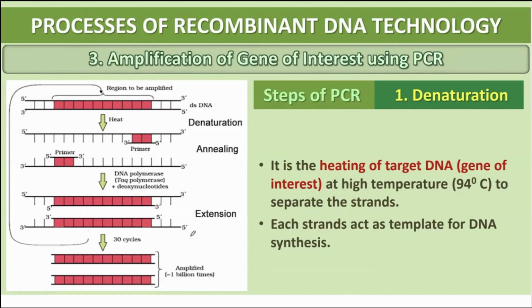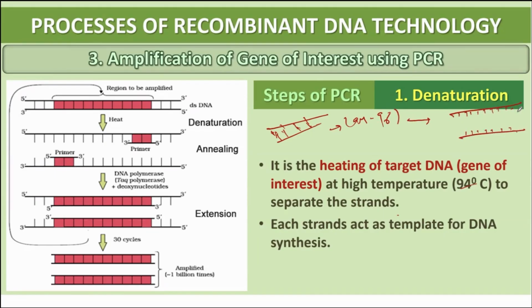We'll go through this again. Step one is denaturation. It is the heating of the target DNA, that is the gene of interest, at a high temperature, that is 94 degrees, to separate the strands. So this is how the DNA is, and once we increase the temperature to 94 to 98, we get separate strands. So this is denaturation.